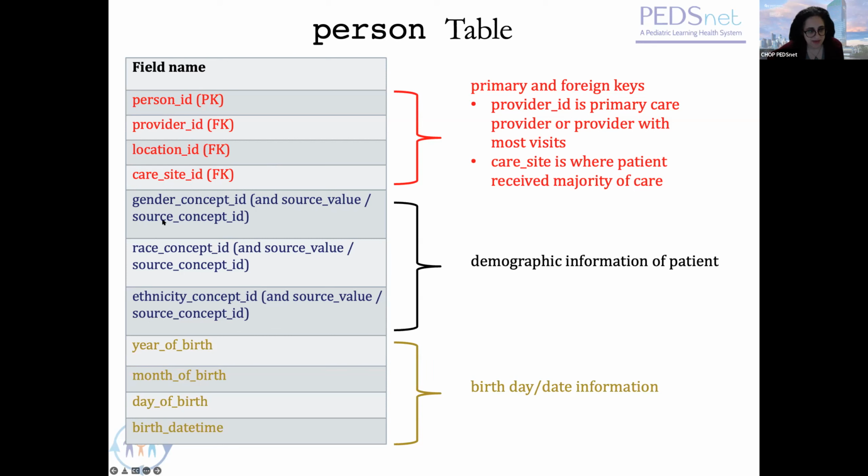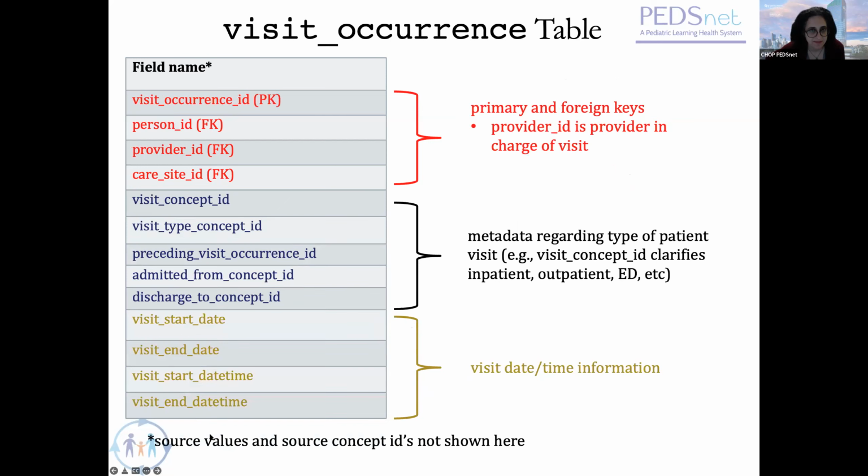And then there's the gender, and the race and ethnicity that are also found. And so for the gender concept ID, we also have gender source value and gender source concept ID, et cetera. And then we have year of birth, month of birth, day of birth, and birth date time. And actually in PEDSnet, we added another field for birth date, which is just truncated from the birth date time, since we have used that field a lot.